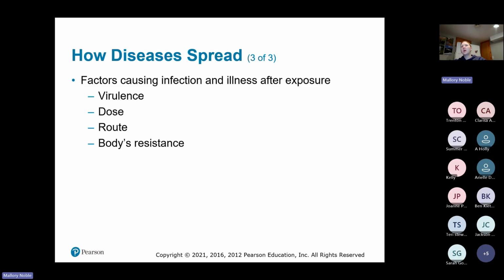The route, so that would be, did somebody sneeze on you? Did you pick up the illness from a doorknob, or any other method? The dose: how much did you come into contact with? Was this something where you were around somebody that was sick for the last 3 days? Well, that's a lot of potential spread that's happened. Or was it literally just you touched a doorknob that had something on it, right? And then virulence is how strong it is as well. So if you come into contact with it, what's the likelihood that you're going to get sick?